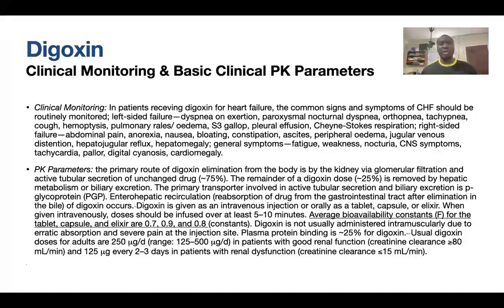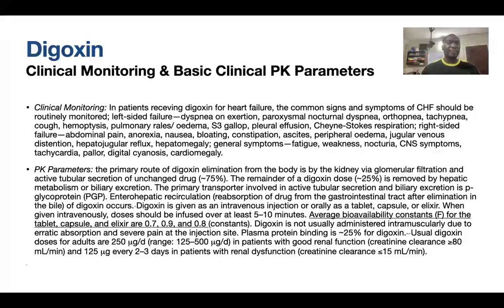For example, you're looking at left-sided failure. Be watching out for dyspnea on exertion, paroxysmal nocturnal dyspnea, orthopnea, tachypnea, cough, cyanosis, pulmonary rales, or edema. You're looking at S3 gallop, pleural effusion, right? So that's very important. You monitor to ensure that those symptoms are getting better, okay?